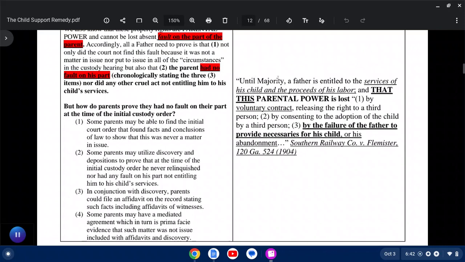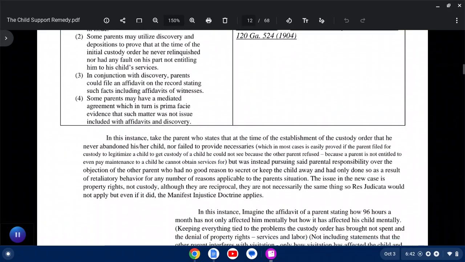Until majority, that means until the age of majority, a father is entitled to the services of the child and the proceeds of his labor, and this parental power is lost by: 1, voluntary contract, releasing the right to a third party; 2, by consenting to the adoption of the child by a third person; 3, by failure of the father to provide necessaries for the child, or his abandonment. That's from 1904, Georgia.